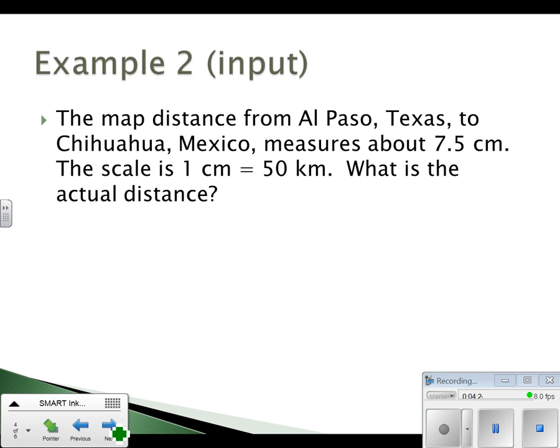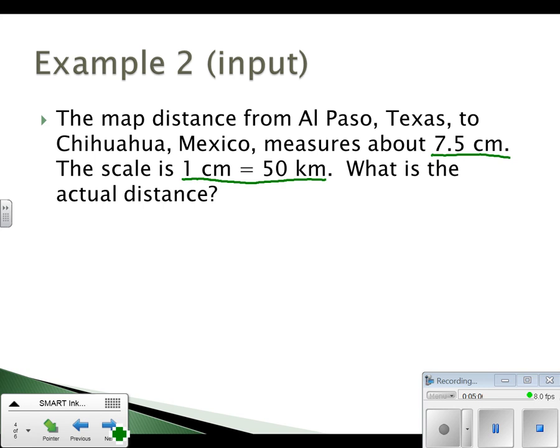Maps also have scales that give us a small distance that we would see on a map and compare it to an actual distance we might, say, drive in our car. The map distance from El Paso, Texas to Chihuahua, Mexico measures about 7.5 centimeters. So this is what the distance is on the map. The scale on this map says 1 centimeter on that map is the same as 50 kilometers in, let's say, your car. So we're going from map to actual distance.